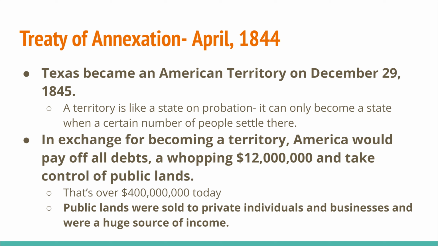Some of these public lands that the United States take control of in Texas are going to be sold to private individuals and other companies as a way to pay off some of that $12 million of debt. So Texas becomes a territory. America takes all this land. America assumes the debt that the country of Texas had and starts selling land to pay off that debt.